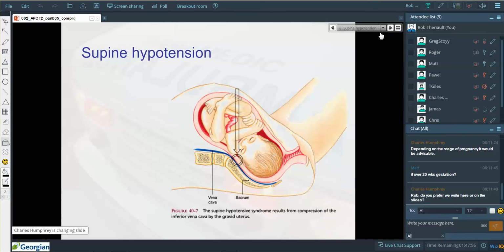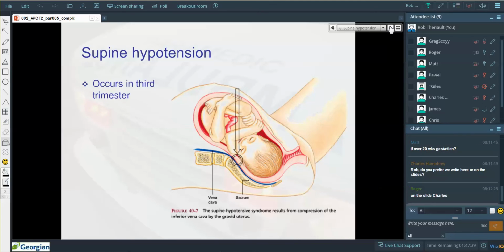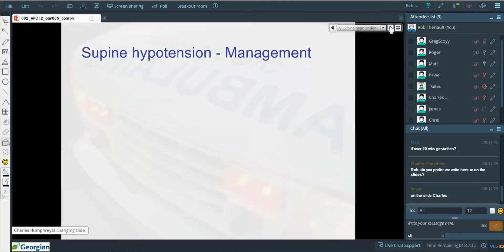So supine hypotension is this situation where a gravid uterus, usually third trimester, is pressing on the inferior vena cava. And so consequently, these moms may become hypotensive, and probably a good idea to put them left lateral recumbent. Although I was reading a paper last year which suggested that left lateral recumbent position really doesn't make much of a difference. But right now it's still the standard.